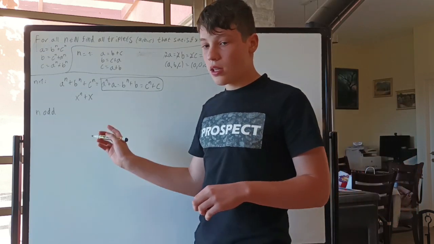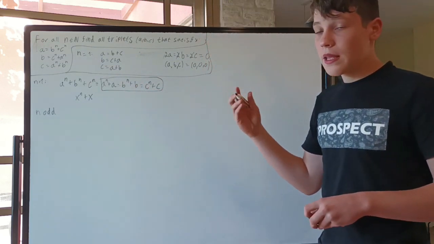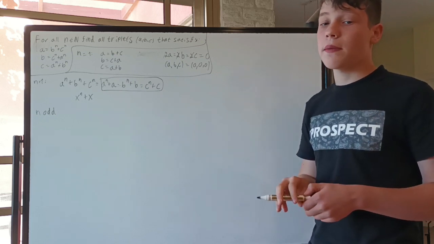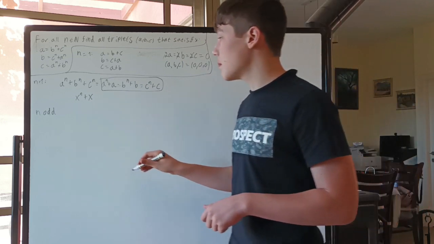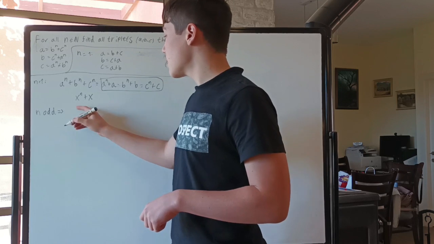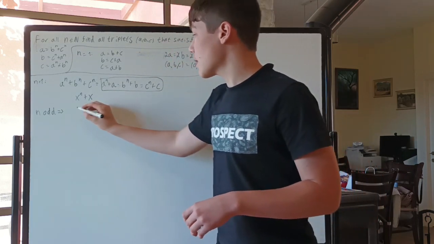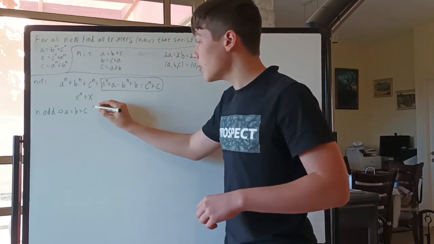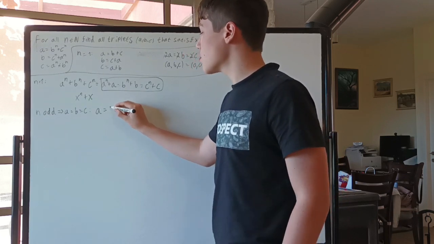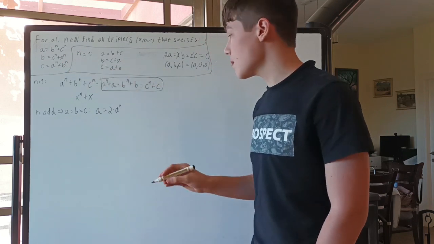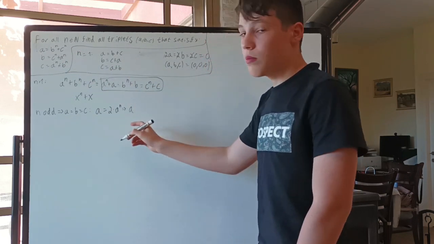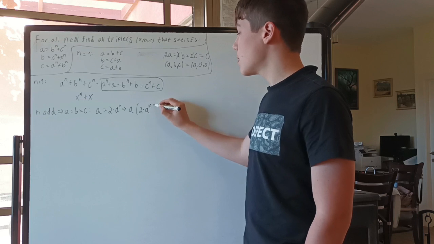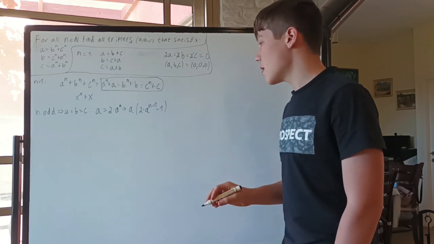So if this is a strictly increasing function, that means that if we have three numbers that give the same output, then these three numbers have to be the same. So in the case where n is odd, this function is strictly increasing, and so we have that a has to be b, which has to be c. So now let's plug into the first equation, we get a is equal to 2 times a to the n, right? So a to the n plus a to the n, which means that we can move a to the other side and take it out in brackets. We have a times 2 times a to the n minus 1, and this is 0.